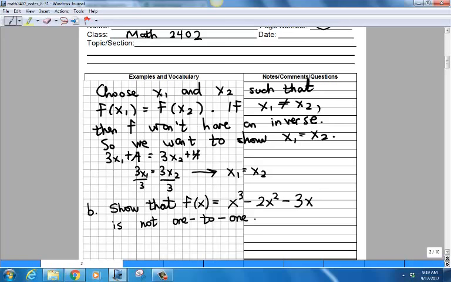X1 ended up equaling x2. So there, I did it, okay? I think I showed now that that function is one-to-one. See, if you have two outputs that are the same, then you know the matching inputs have to be the same as well. It's not possible to have the same output with two different inputs, okay? That won't happen.